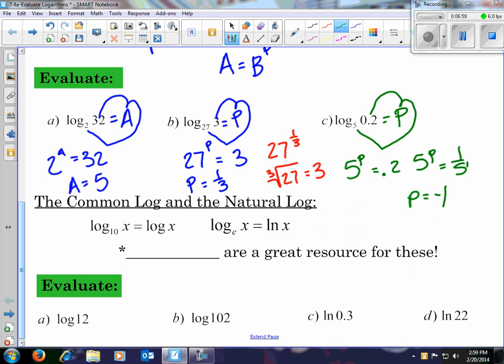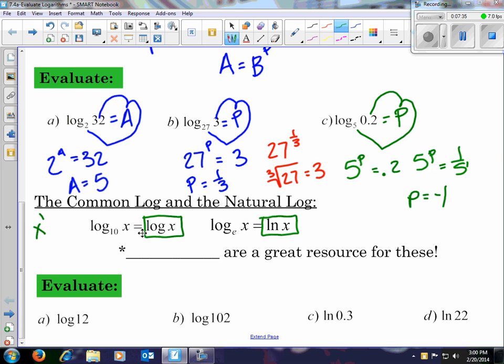Now, the next thing is the common log or the natural log. These are the basic ones that you can use with your calculator. So if you see log of x, then you can assume that our base is 10. Just like when we see x, we assume that it's to the first power. Same concept. And if we see ln, then we can assume it's log base e. So if you see a natural log of x, you can assume it's log base e. And we learned about e last section.